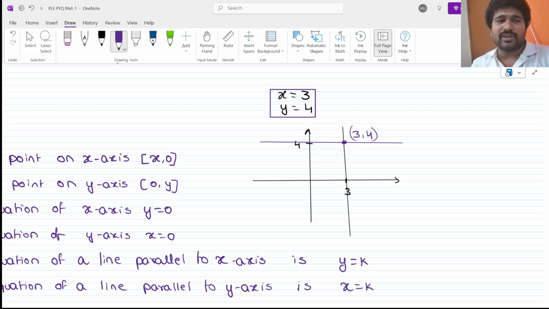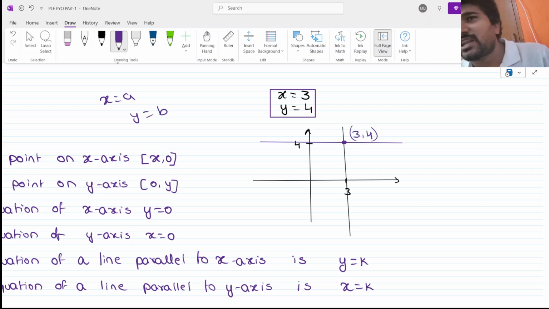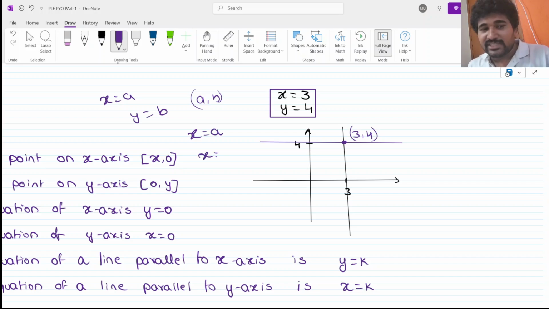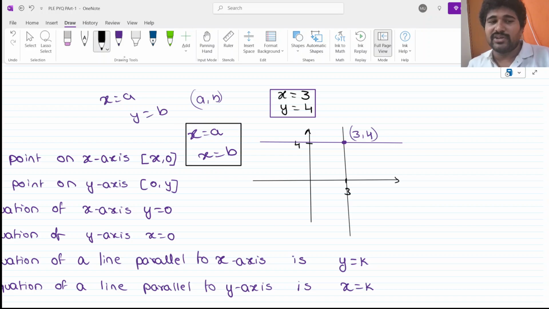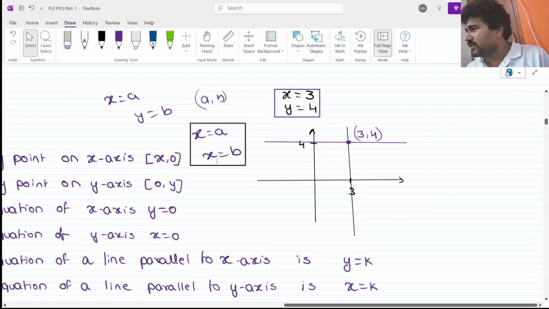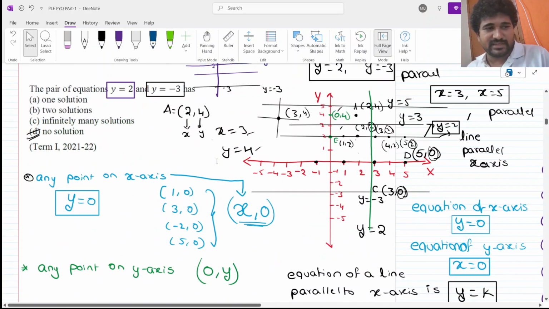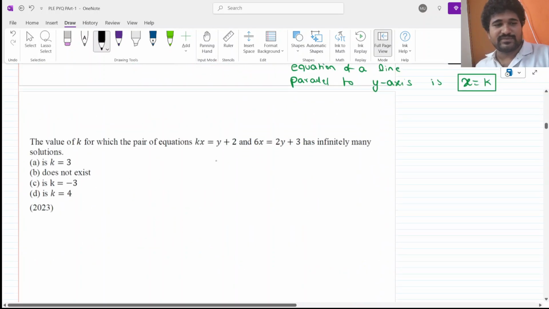3,4. Suppose I gave like this: x is A, y is B. They both will intersect or not? Yes or no? Where they will intersect? At A comma B they will intersect. Suppose I gave x is equal to A, x is equal to B. These two lines will intersect or not? Parallel. Very good. I hope it is clear for everybody, right? This concept is fully clear, right? Yes. Let's see the next question.